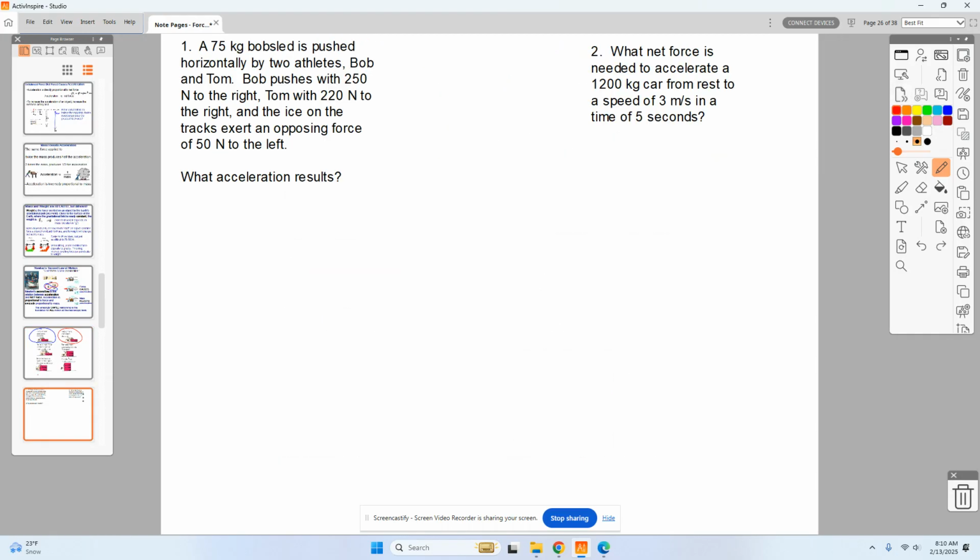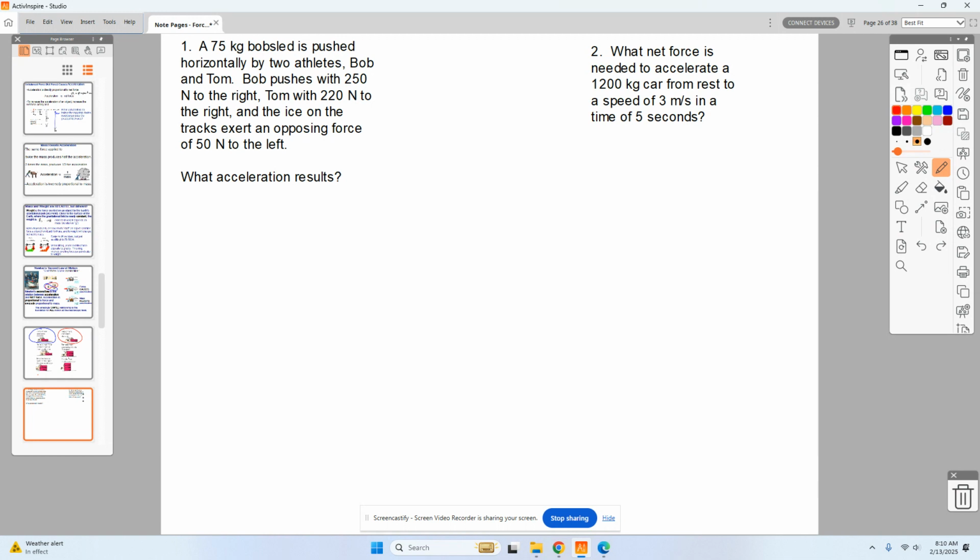We will need one for these. So when we go to solve problems using Newton's laws, sometimes we have to be able to use a calculator to go through and do this. I'm going to ask you to draw a force diagram for this. So we have a bobsled being pushed by 2 athletes. We have Bob and Tom. Bob pushes with 250 newtons to the right, Tom with 220 to the right, and the ice is also able to exert forces. The ice exerts a force on the tracks that's 50 newtons to the left. I'd like to know what is the rate at which that bobsled changes its motion.